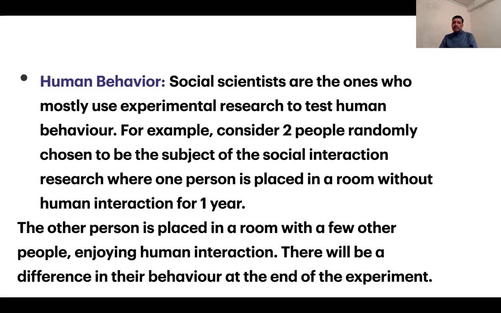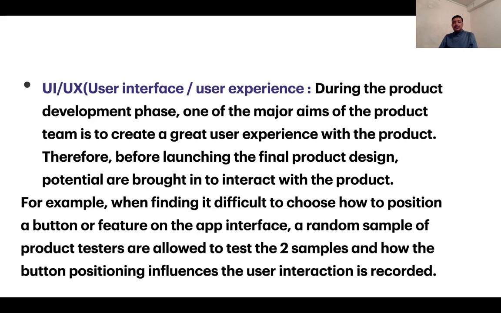It's for psychology. Social scientists are the ones who mostly use experimental research to test human behavior. For example, consider two people randomly chosen to be subjects of a social interaction research, where one person is placed in a room without human interaction for a year. The other person is placed in a room with a few other people enjoying human interaction. There will be a difference in their behavior at the end of the experiment. And that is for psychology.